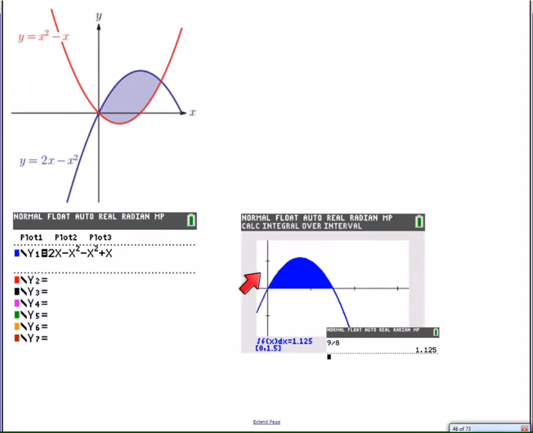And then I will show you in a second, I went to the calculate option and found the place where I can integrate under the curve from 0 to 1 1/2, and that's where I got 1.125, which you can see is equal to 9/8.